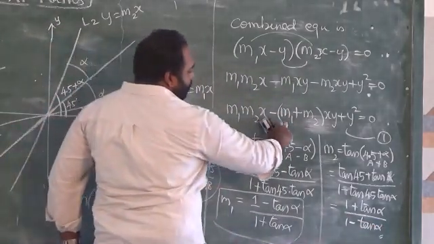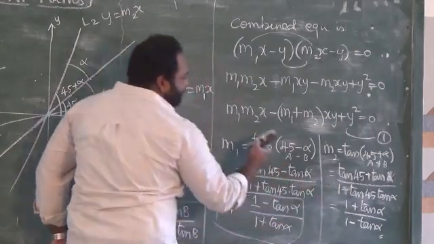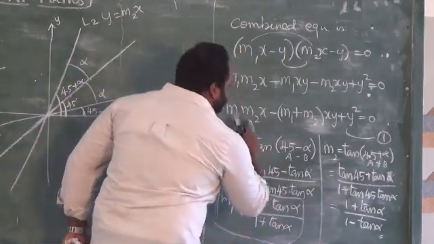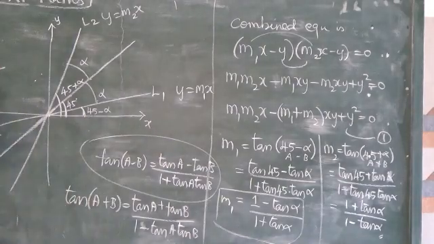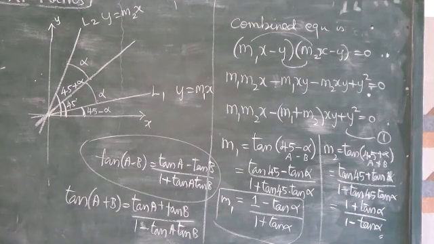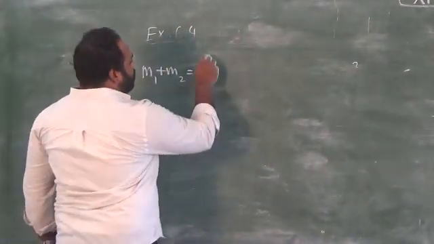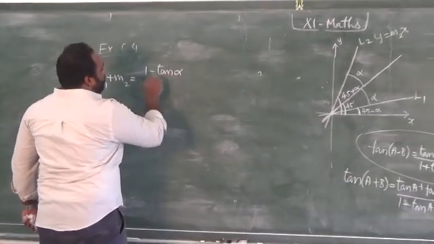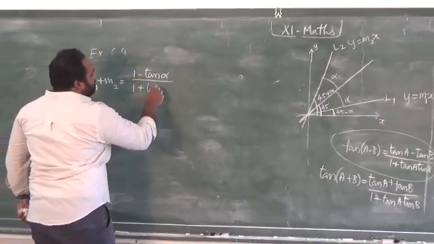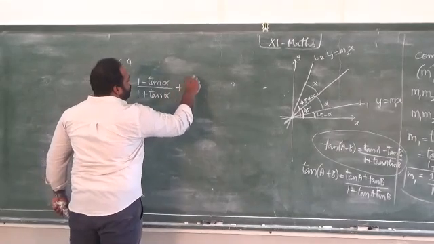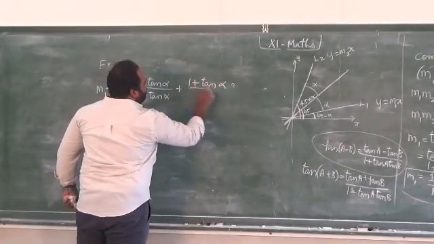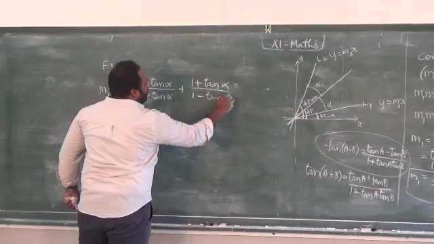Now we need M1 plus M2. We have to add these two and then answer, and then we have to multiply these two, that is M1 M2. First I am going to add M1 plus M2. If I add that, 1 minus tan alpha by 1 plus tan alpha plus 1 plus tan alpha by 1 minus tan alpha.